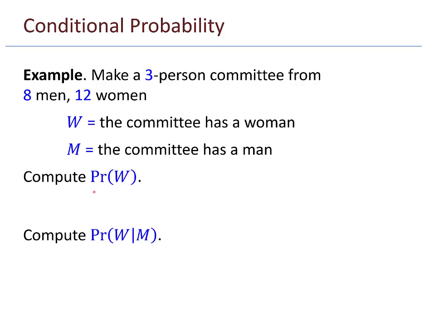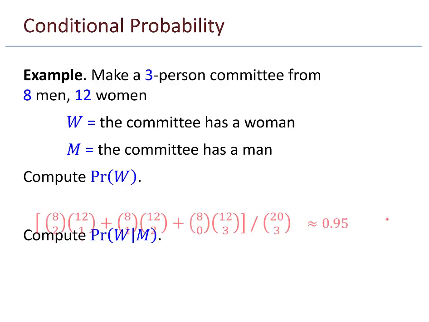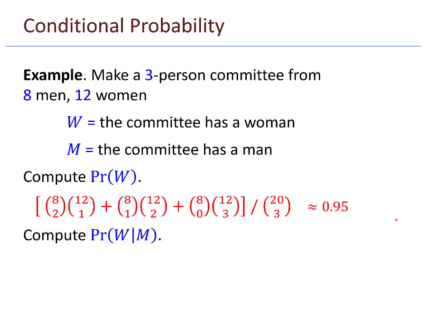What's the probability that the committee has a woman? We'll figure that out. And then also we'll look at what's the probability that the committee has a woman given that the committee has a man. And so we'll see that these are two slightly different probabilities. Okay, how about the first one? What's the probability that this committee has a woman? Here's the expression, here's the answer, and maybe we can reason out why it is.